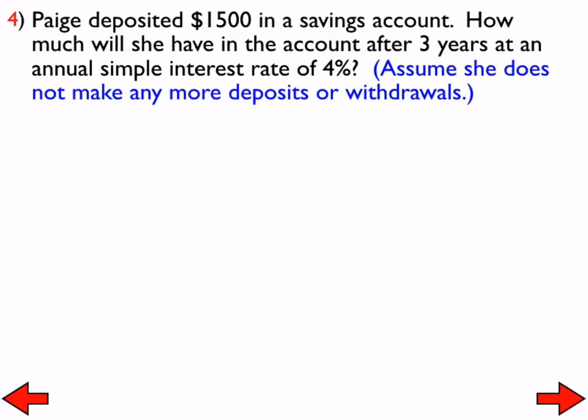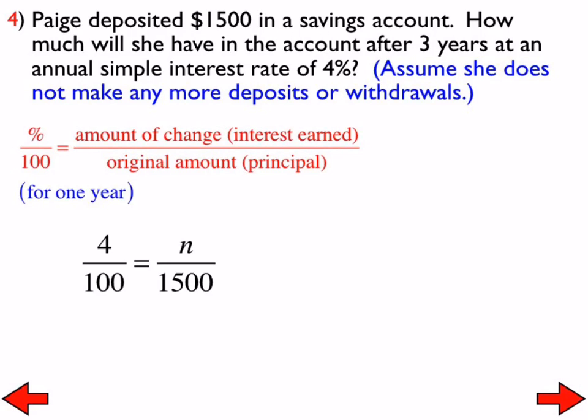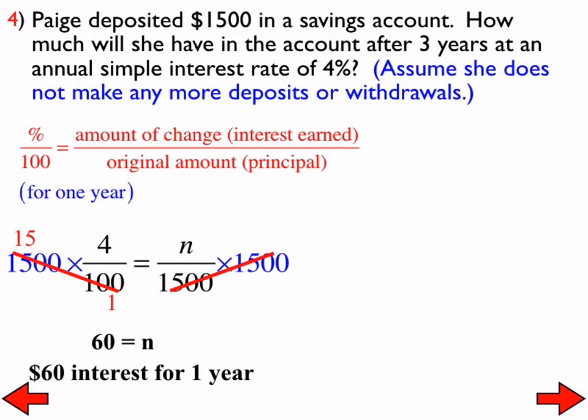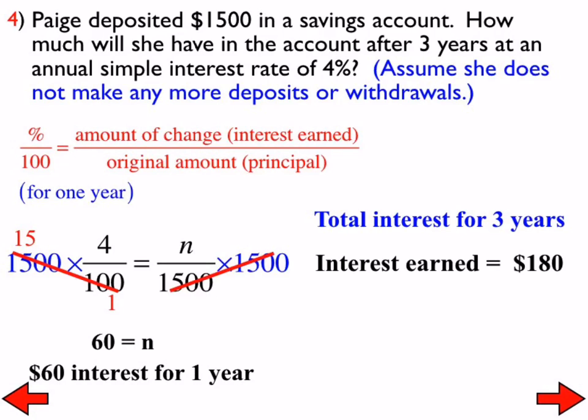Number 4, Paige deposited $1,500 in a savings account. How much will she have in the account after 3 years at an annual interest rate of 4%, assuming she does not make any more deposits or withdrawals? And I realize the part in blue is not in your notes. I added that to the keynote here. So, set up our proportional relationship and solve, and we get $60 for 1 year, but it's asked for 3 years. So that means the total interest for 3 years, the amount of interest earned, would be $180.